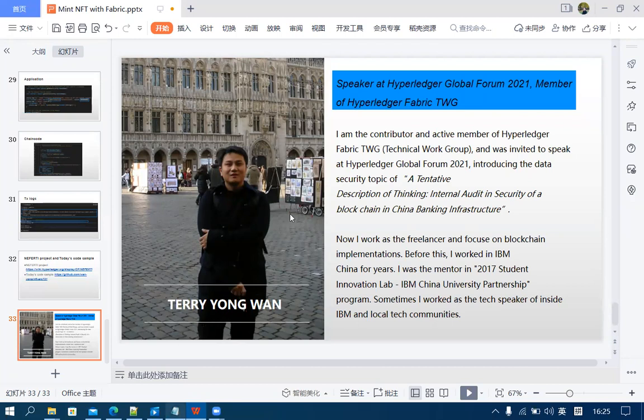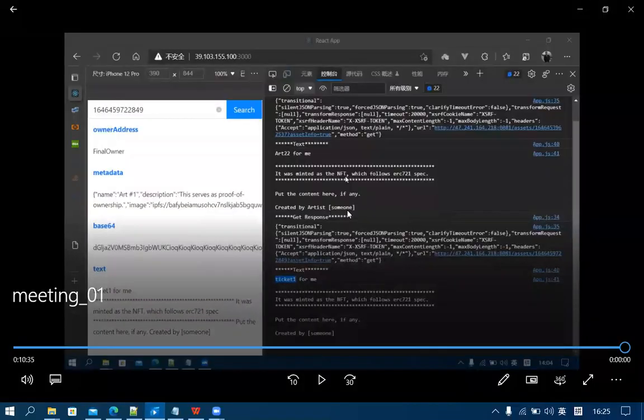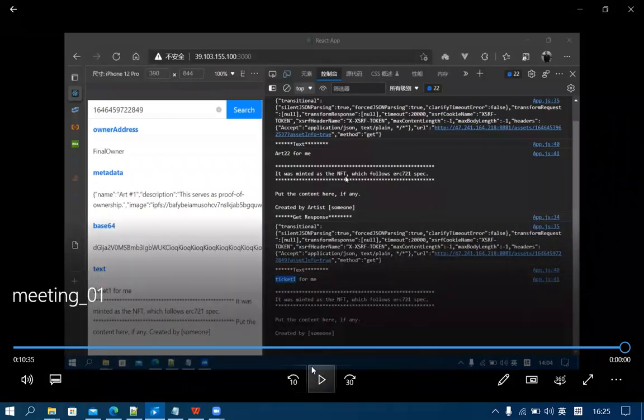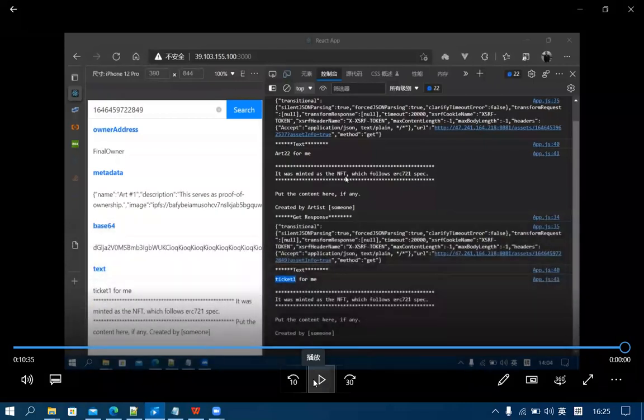Let me show you some demos, the recording of the demos. You can have a look, and then we are going to the QA session. The demo will do a happy path from the very beginning to the end for what we are talking about today. And you can have a look and have ideas on what this demo is doing.